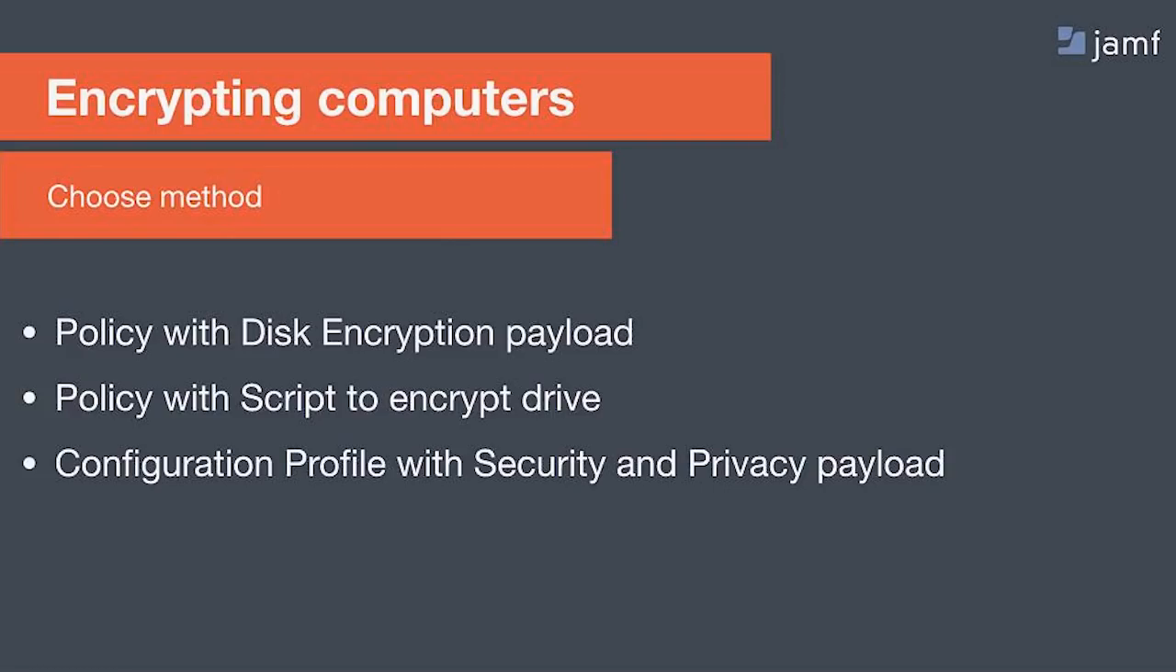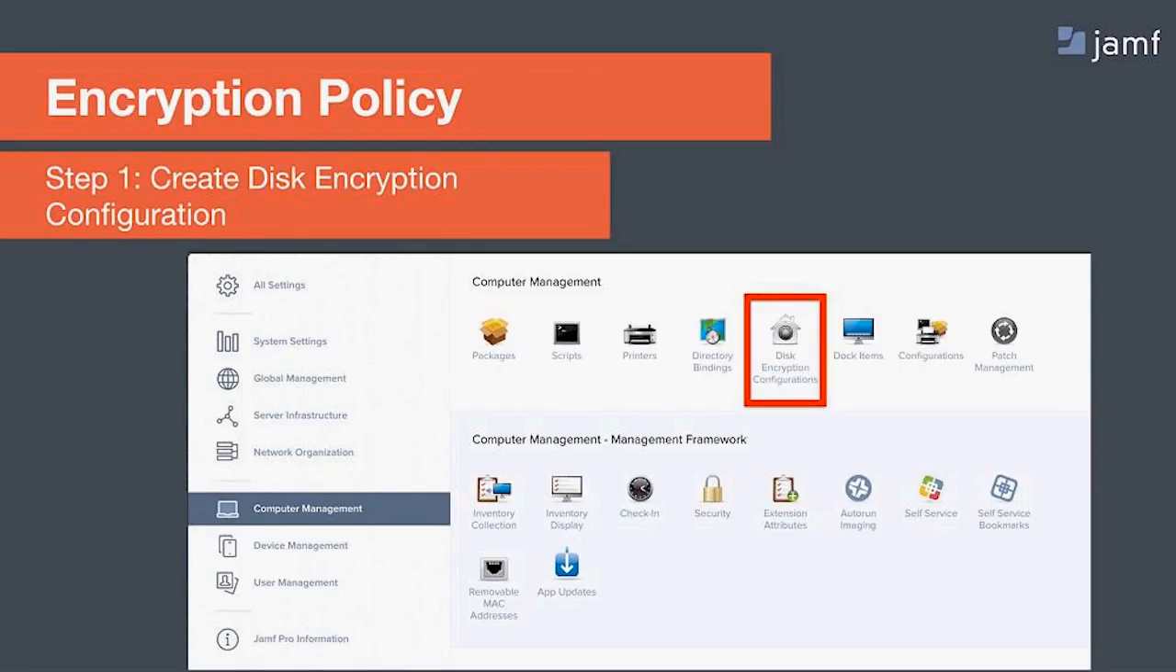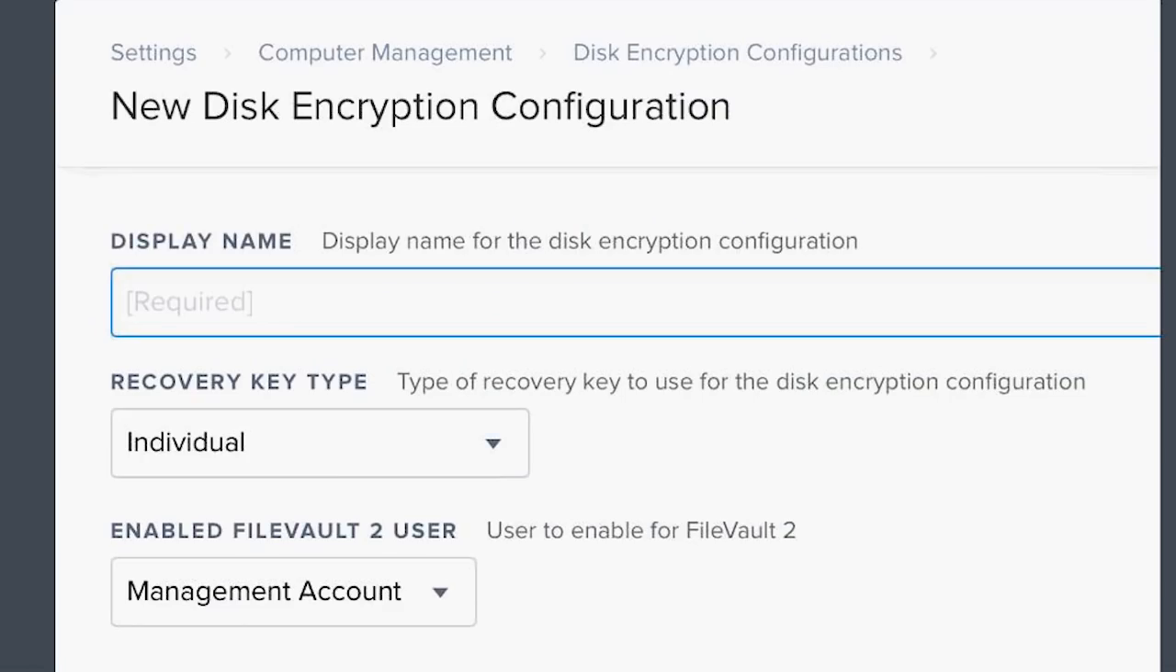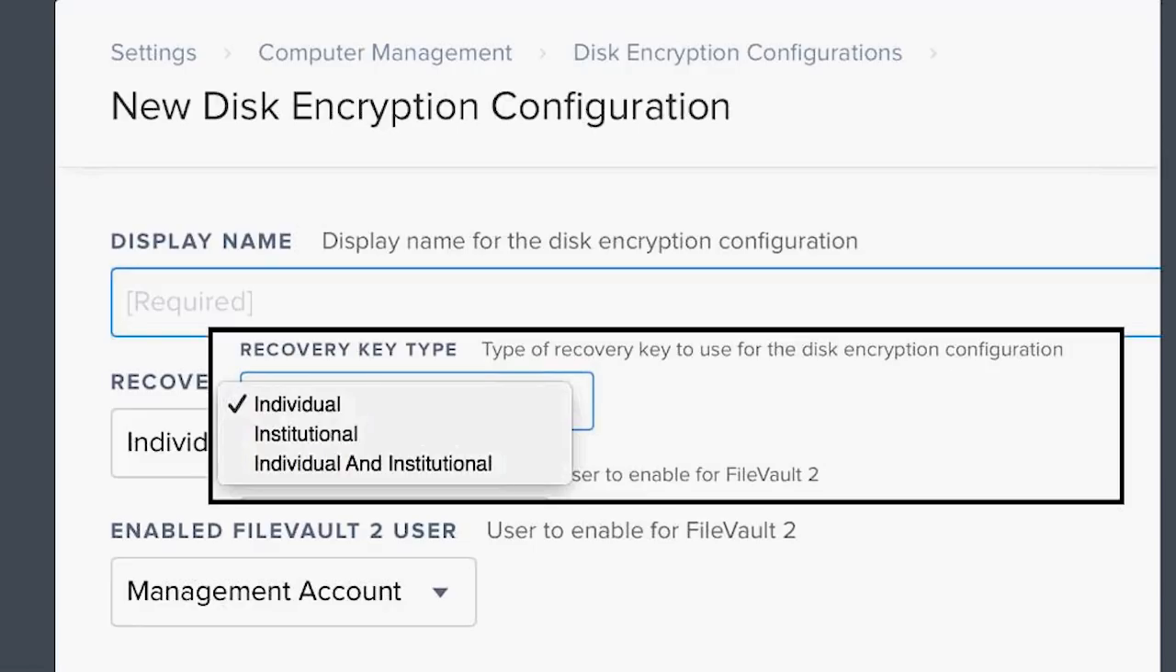Our first step in creating a disk encryption policy is to create our configuration. Disk encryption configurations can be found under the computer management portion of the Jamf Pro server settings. Once inside here, we'll give our configuration a display name, which will only be visible to the administrators. Then we will choose what type of recovery key we'd like to use. There are three options for recovery keys: individual, institutional, or both. Which kind of key you use is up to you and what you need for your environment. For reference, individual keys are uniquely generated for each device during encryption, and institutional keys are more of a master key for all devices that receive the encryption configuration.